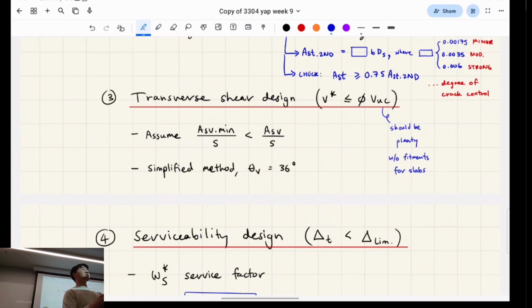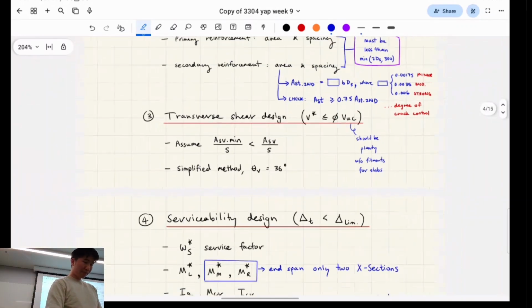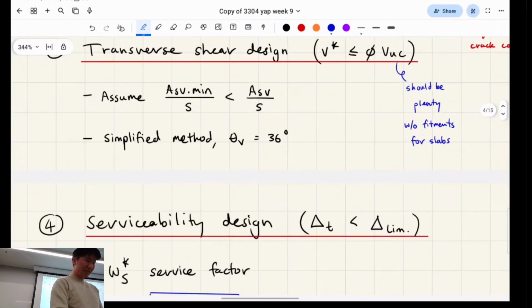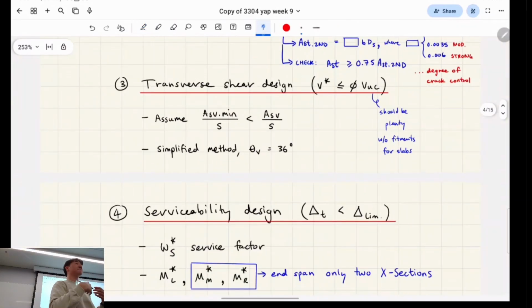But usually transverse shear doesn't really govern for slabs. And you'll see why. It's because the concrete, when you have a width of 1,000 mil, actually has a lot of shear strength, transverse shear strength. You'll see how it plugs into the formula and why it does make a difference for beams, right? They also use the simplified method usually in slab design because again, transverse shear is not as critical to slab design.